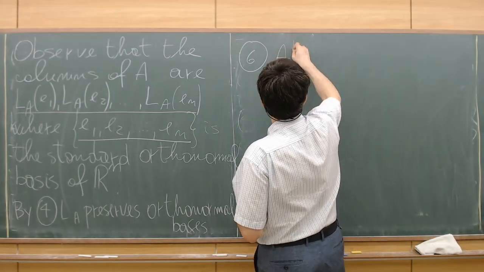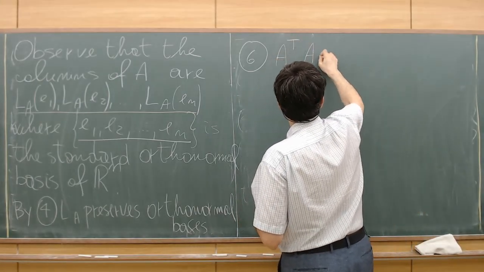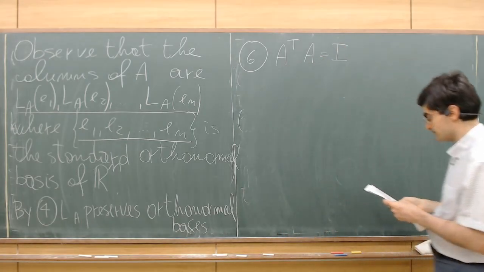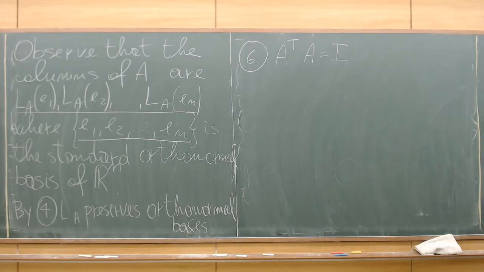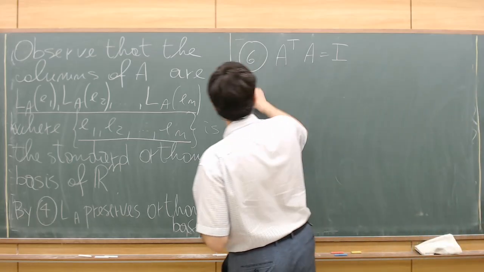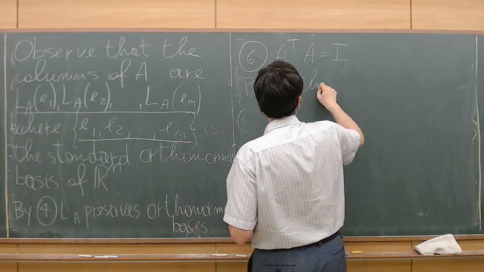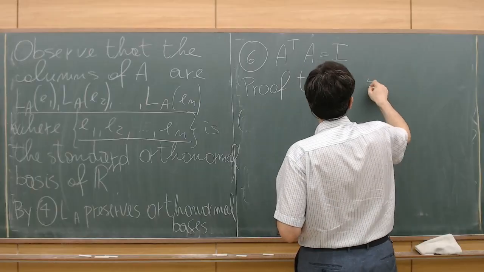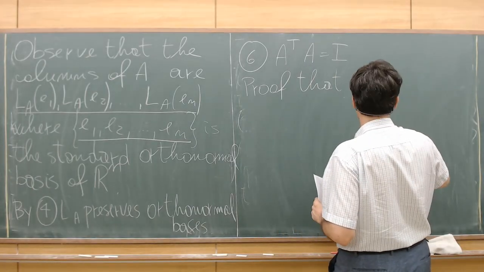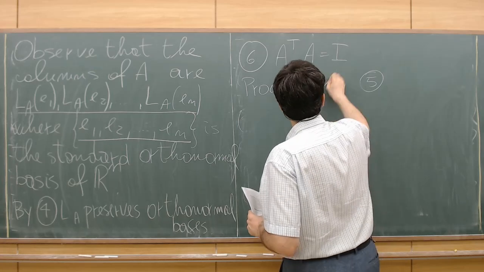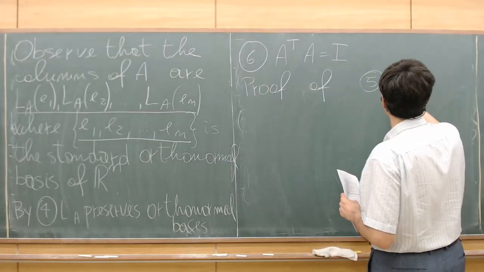Six says that A transpose multiplied by A is the identity. Okay, why is this true? So we will prove that 5 is equivalent, sorry, I made a mistake. Proof of 5 equivalent to 6.